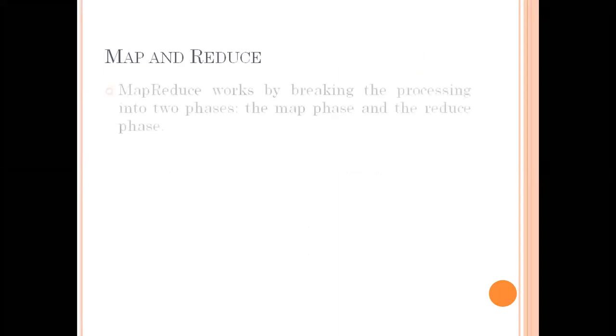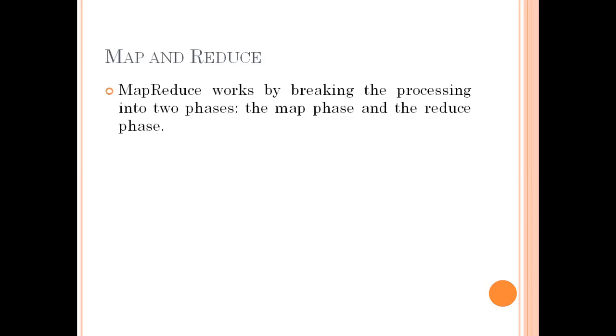So what is this MapReduce? We already know the two phases, the map phase and the reduce phase. We already know MapReduce very well. That's why I provided the divide into map and reduce. MapReduce works by breaking the process into two phases. One is the map phase, and another one is the reduce phase.